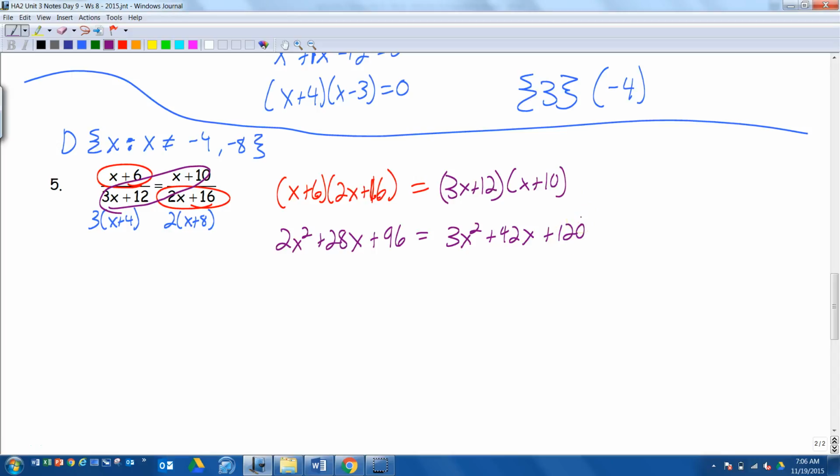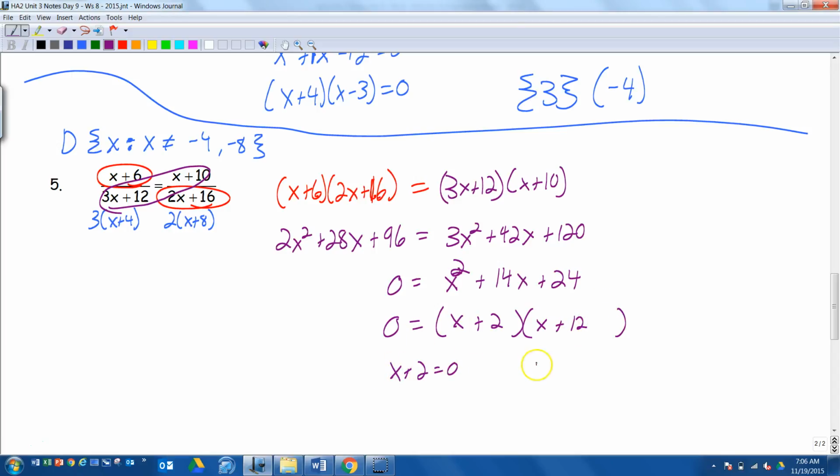Alright, I'm going to move everything to the right. So 0 is equal to 3 minus 2 is an x squared. 42 minus 28 is a positive 14x. And 120 minus 96 is 24. So we get this polynomial. Two numbers that multiply to 24, 12 and 2. So we get x plus 2 equals 0 and x plus 12 equals 0. X equals negative 2, x equals negative 12.